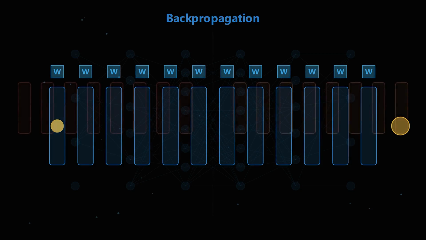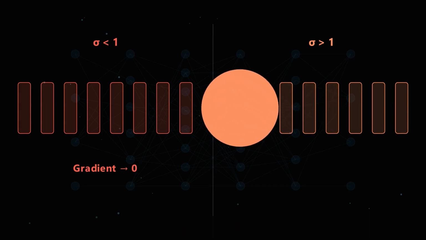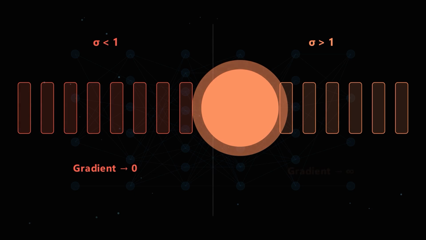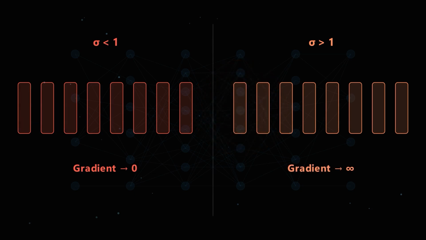If the singular values of these matrices are smaller than 1, the gradient becomes weaker after every multiplication until it almost disappears. The early layers stop learning because they receive almost no training signal. This is called the vanishing gradient problem. But if the singular values become larger than 1, the opposite happens. The gradient grows larger and larger at every layer until it becomes unstable. This is known as the exploding gradient problem.